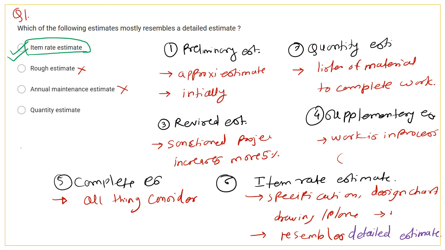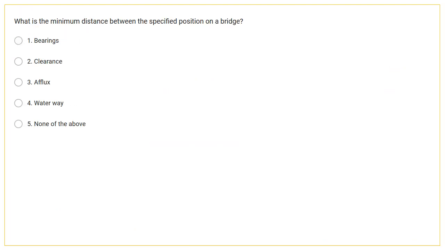Okay, the next question, question number 2: what is the minimum distance between the specified position on the bridge? The answer of this question is clearance. Clearance is the minimum distance between the specified position on the bridge. So what about bearing?